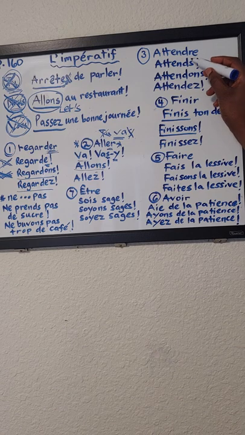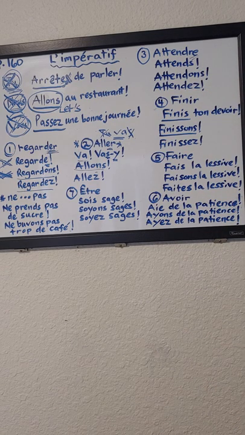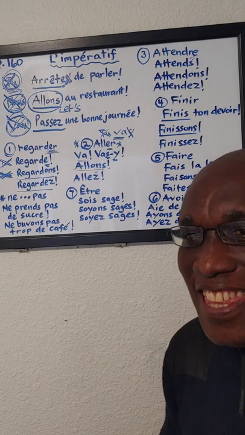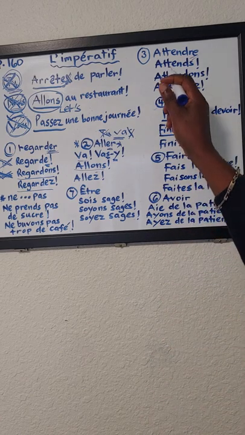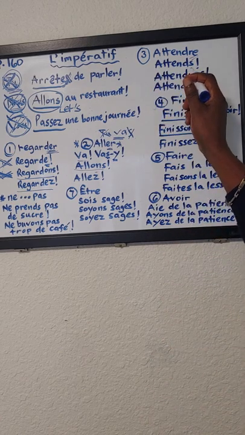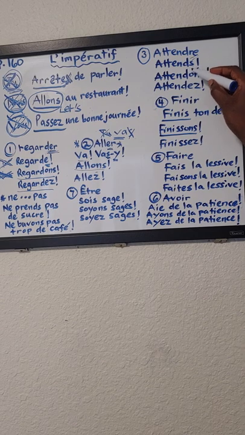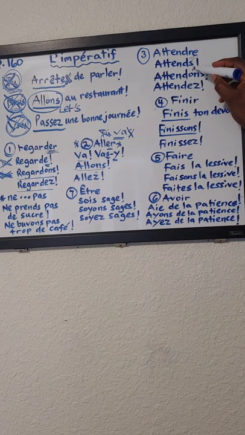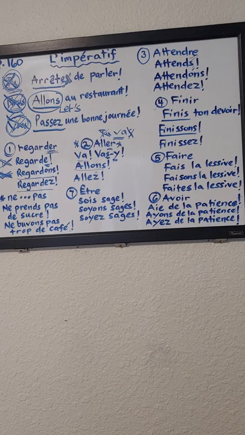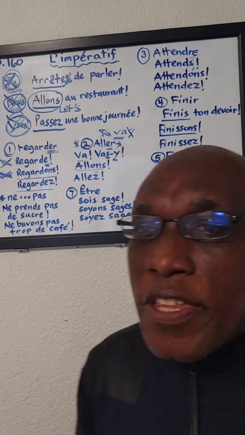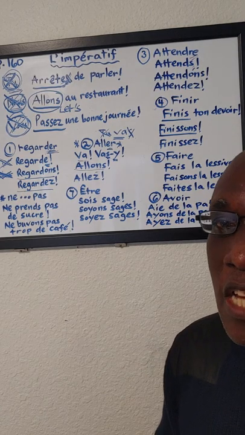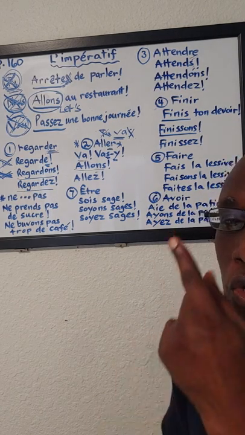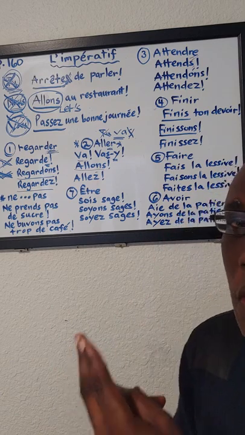When you're using an re verb, remember, you drop the re and it's s, nothing, ons, ez, easy, right? The three forms, attends, right? Here you don't drop the S. Are verbs? Don't drop your S. Just do away with the subject pronouns. And then do the conjugations as they will go with tu, vous, and then nous.